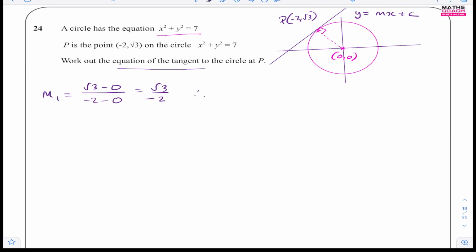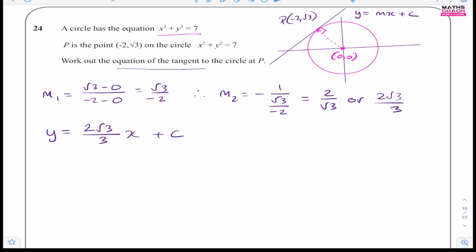So therefore, the gradient of our tangent, let's call it m2, is going to be minus 1 over root 3 over minus 2. And that gives us a positive 2 over root 3, which we can also rationalize as 2 root 3 over 3. Now, we have y is equal to, let's use the rationalized form, 2 root 3 over 3x plus c. So now we just need to find the value of c. How? By plugging in a point, a coordinate that the tangent goes through, which is of course P.